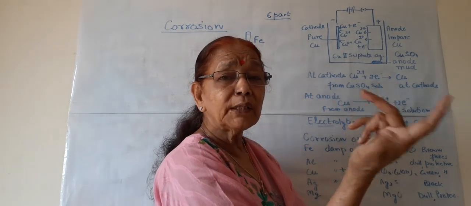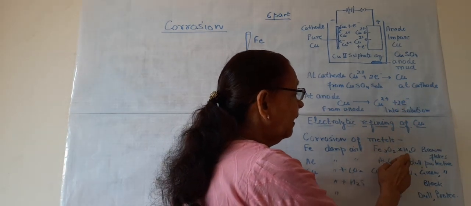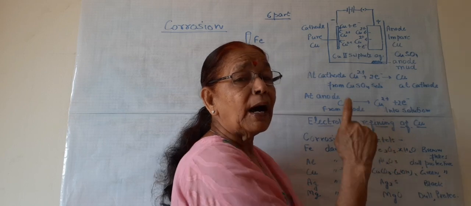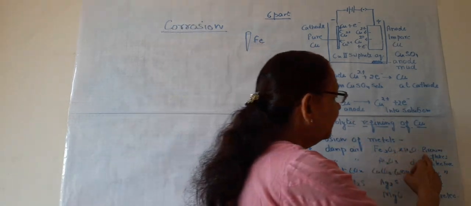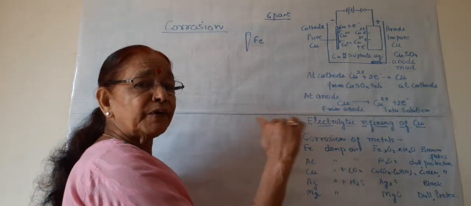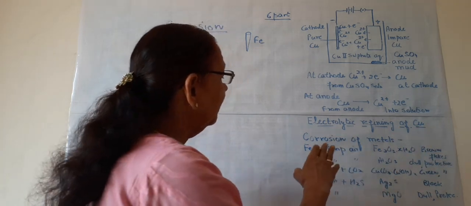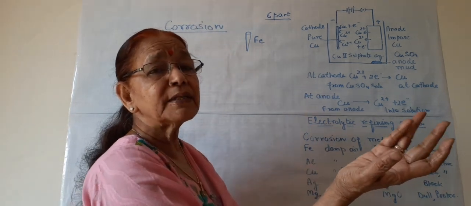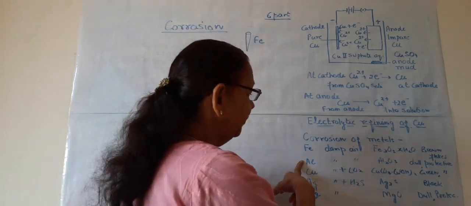The rust, or the flakes of rust, are iron oxide, xH2O, known as hydrated iron oxide, and they are reddish brown flakes which drop from the surface, they are given away, and again the iron surface is exposed for corrosion. Second is aluminium.